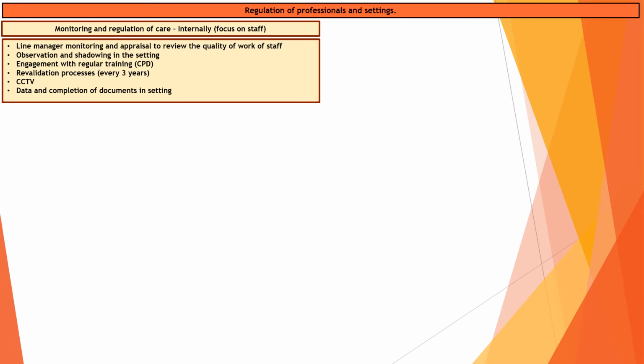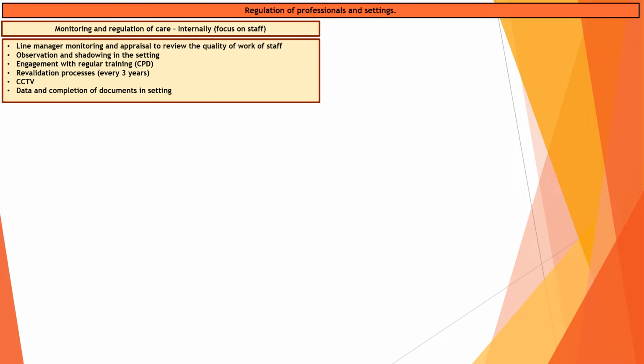So internally, when we're focusing on staff, they can be monitored by line managers who will do monitoring and appraisals to review the progress of staff members and look at the quality of their work. This can be done through one-to-one meetings, or annual progress updates. The line manager will take responsibility, and within any organisation there's always a hierarchy, so you're always reporting to or being monitored and reviewed by someone slightly more senior to you, at least one position senior to you.